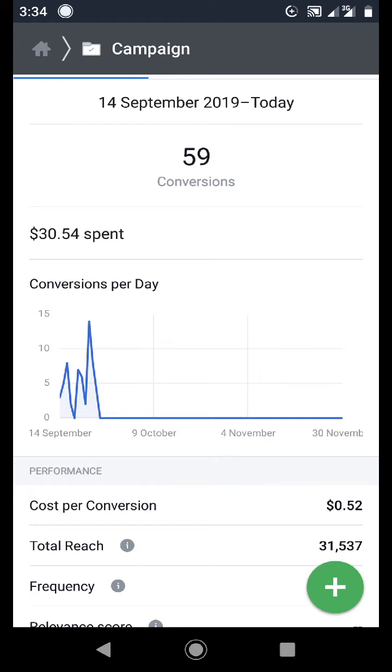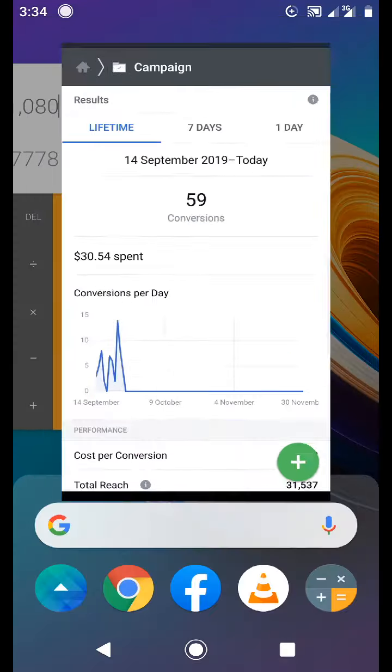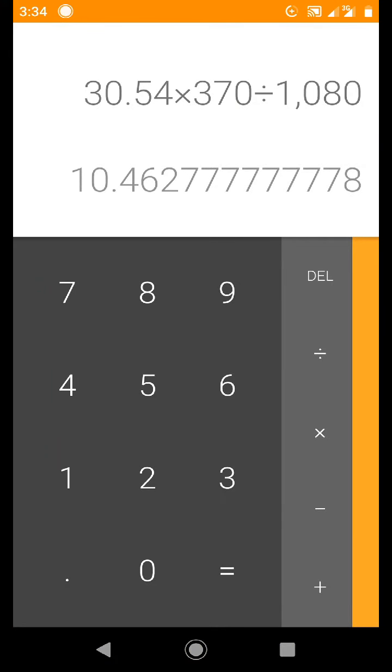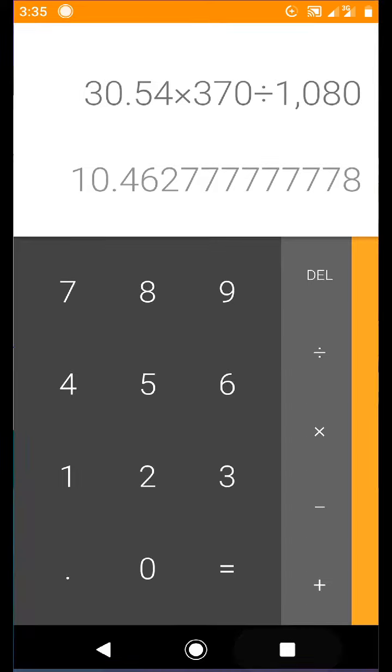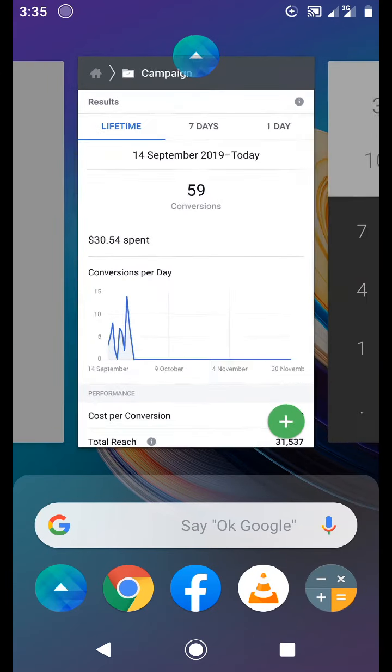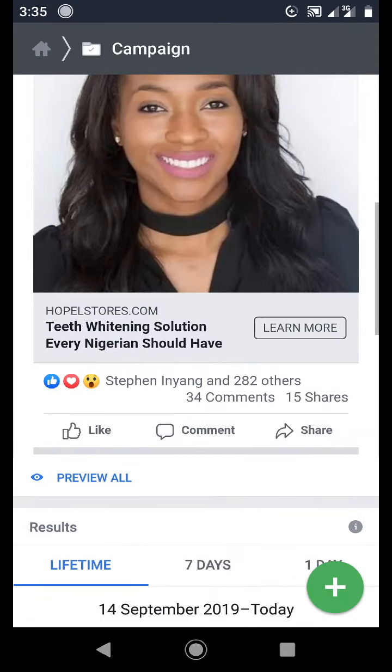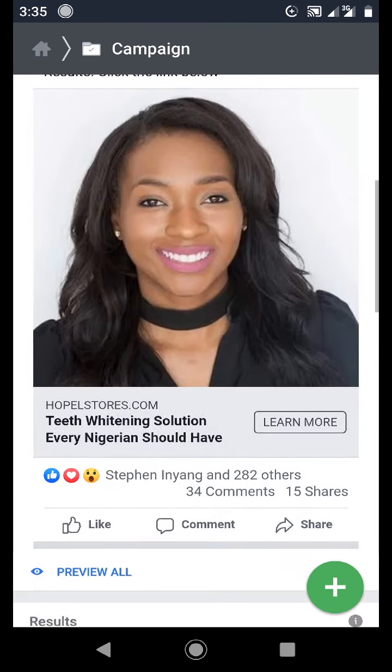You would have seen someone spending 30.5. I could have been spending about $60 to get the same number of conversions, if the image I used was getting me an average cost per person of maybe 25 or 20-something naira. But you can see that this one gave me 10.46, which is quite cheap. It is cheap because the image, as I said, is sharp, clear, and attractive.